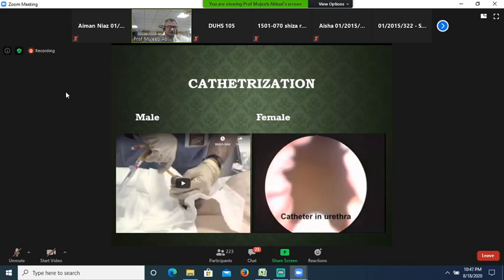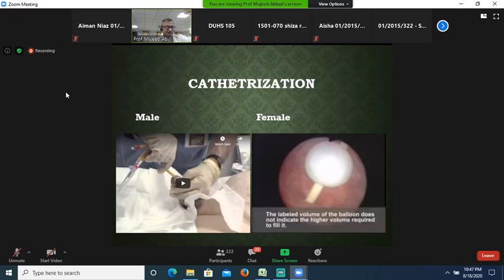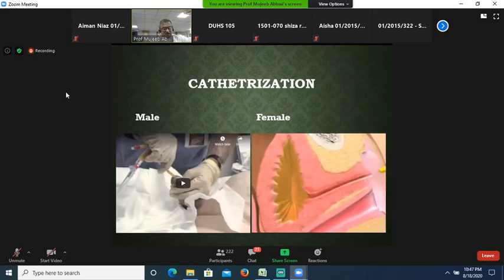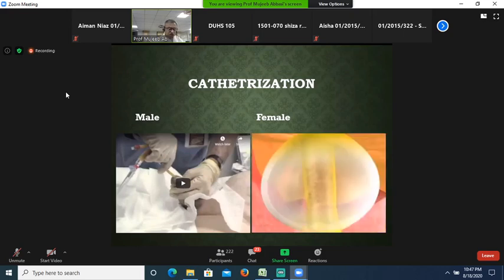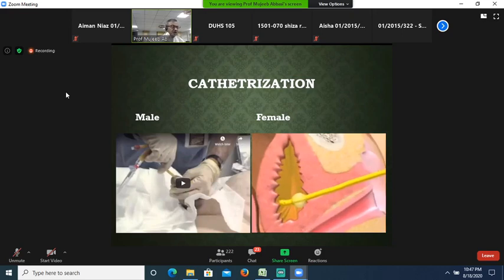So that's basically self-explanatory. And we should fill the balloon with the amount of sterile water which should be written on the channel of the catheter, which probably you can see there.